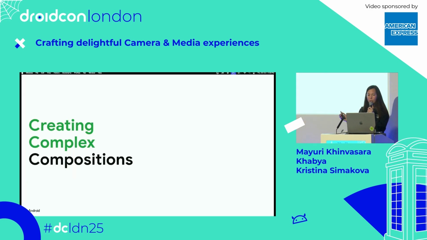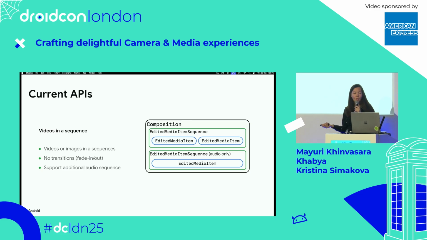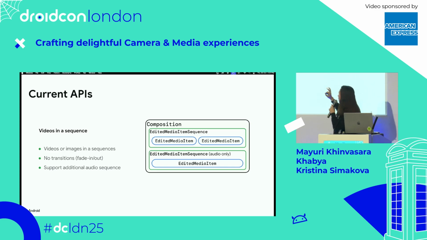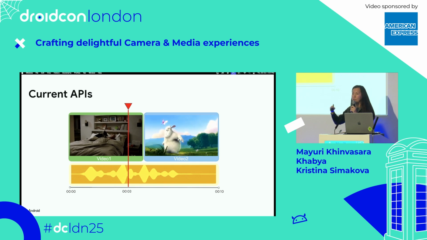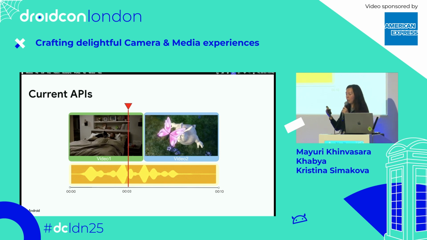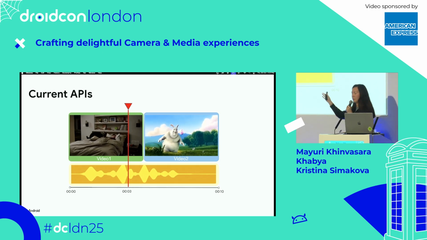So, how to create complex compositions, as I promised, because so far I showed you very simple ones. With the current API, as I said, we can offer you to make several videos in a sequence and then add a background audio track, and this is working exceptionally well. This is how it would look if you think about a usual video editing app. I mean, this is an illustration.